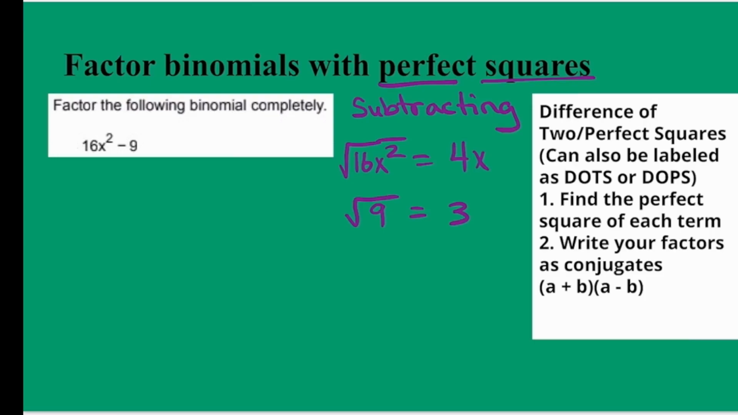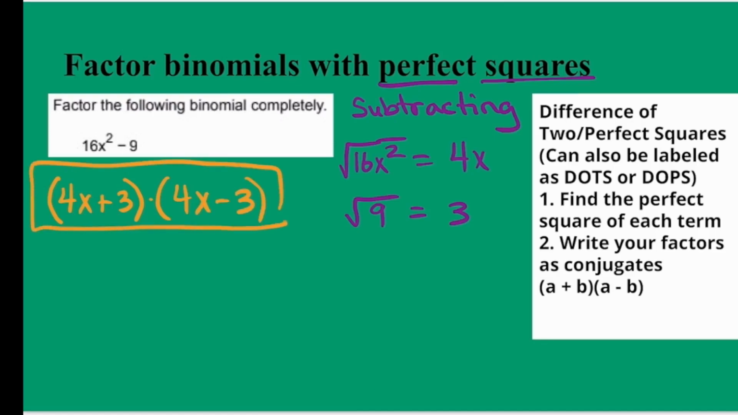So once we do that, the way we're writing our answers is the same way we've been doing it before. Our factors would be 4x plus 3 times 4x minus 3. That's going to be our answer. So when you have a difference of two squares, your answer will always be written as conjugates, where you have the same terms. One is positive, one is negative.